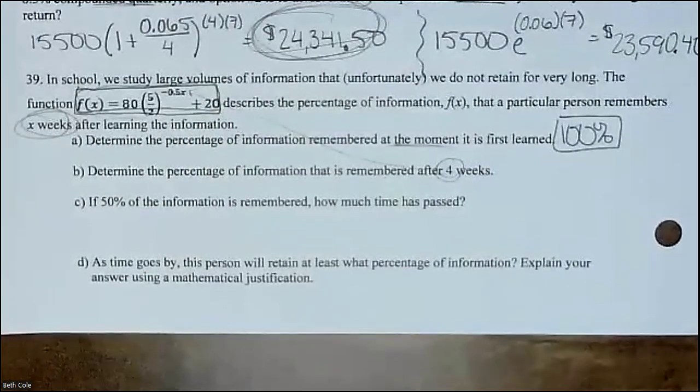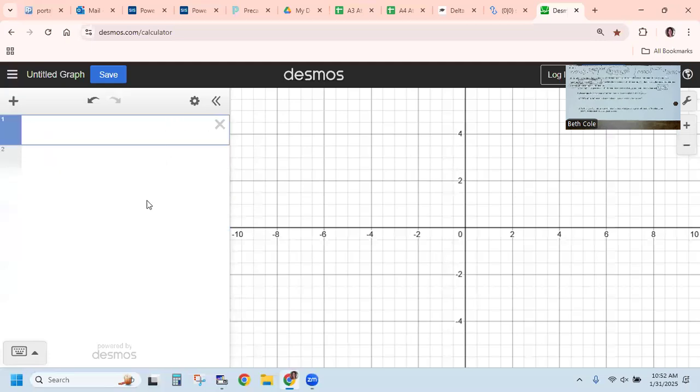I'm going to use the calculator. All you have to do is watch and make sure you understand how I'm typing this and make sure you could type it too. All right, so what does that say? 80 parenthesis. Here, help me out. Make sure I don't type this wrong. 5 halves to the power negative 0.5. What was I plugging in? 4 plus 20. 32.8.